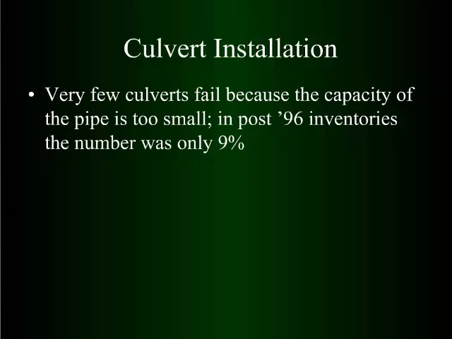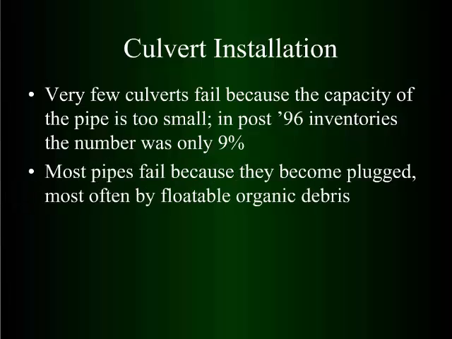Since Lou covered culverts, I'm not going to say a whole lot about them. This is a statistic from Oregon, and it's looking at the causes of the failure, and it looks like the fact that they're too small really wasn't the primary reason that pipes failed. Most often it was floatable organic material. The biggest culprit in a lot of areas is, of course, beaver.